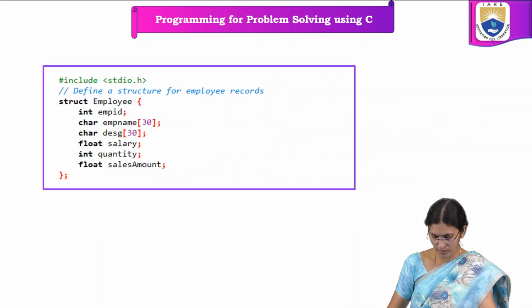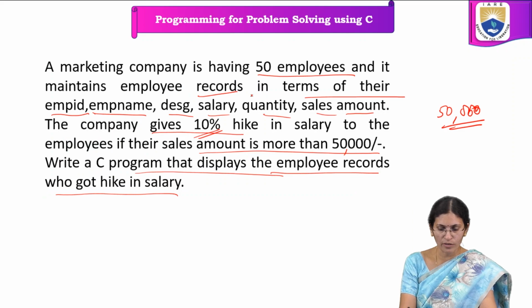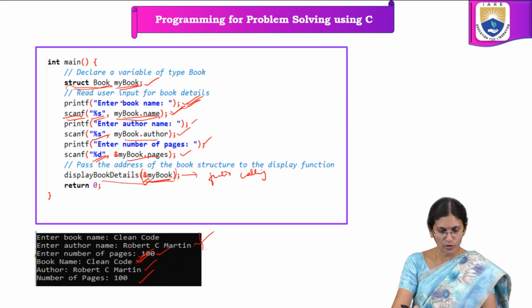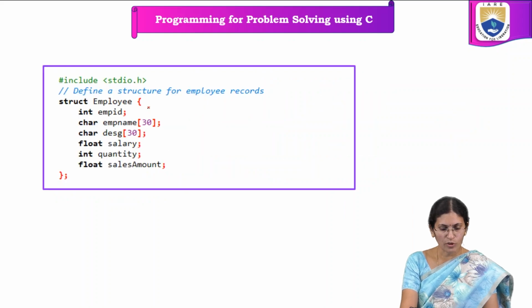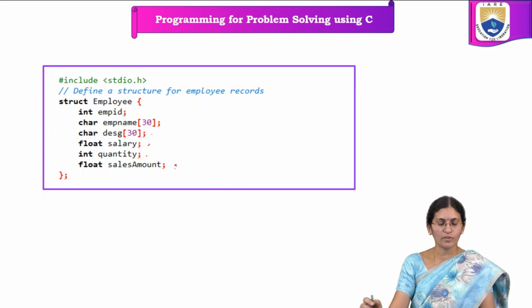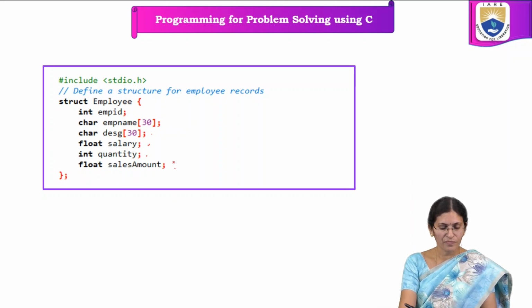First, since this employee record consists of information of different types, for example, employee ID is an integer, employee name is a character array, designation also we can take as a character array, then salary is a float type, quantity is an integer type, and then sales amount is of float type. Therefore, we need to declare a structure in order to hold the information.